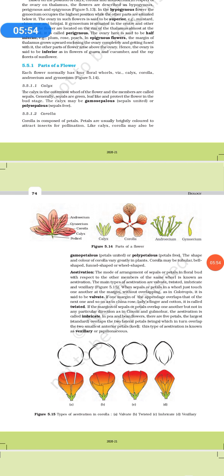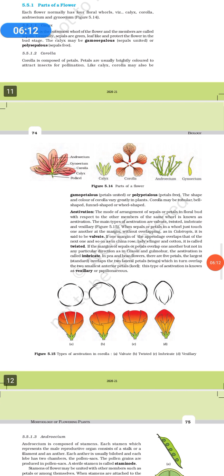So now talking about calyx. The calyx basically is green in color. The calyx may be gamosepalous, that is sepals which are united, and polysepalous, sepals which are separated. Even the corolla can be gamopetalous if it is fused, and polypetalous if it is not fused. They are free.